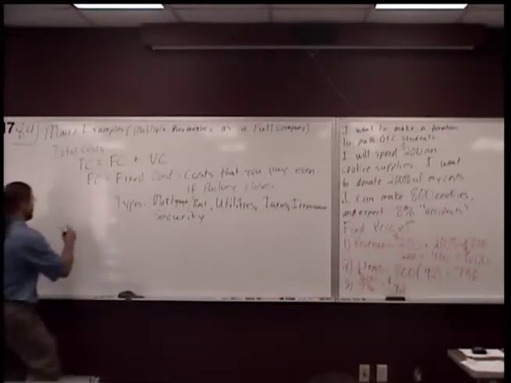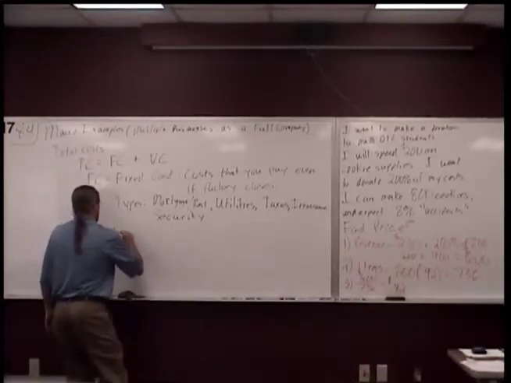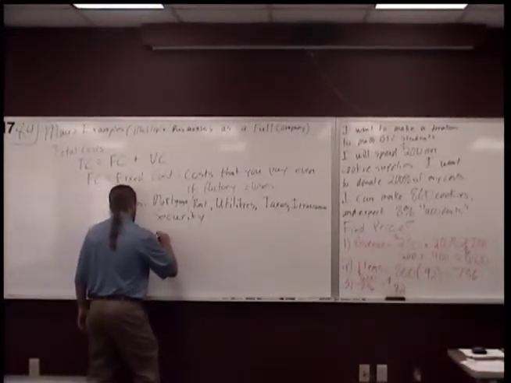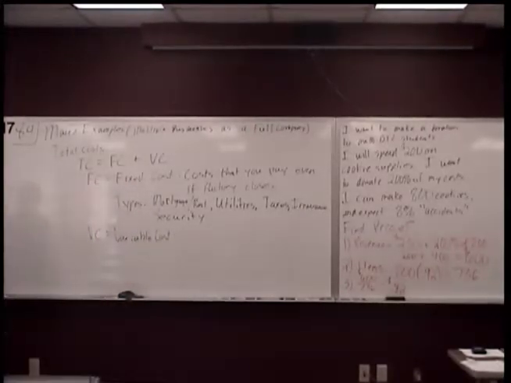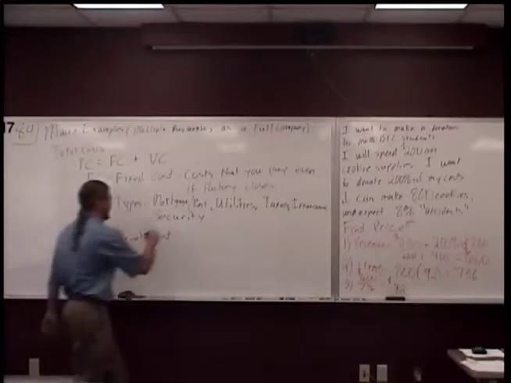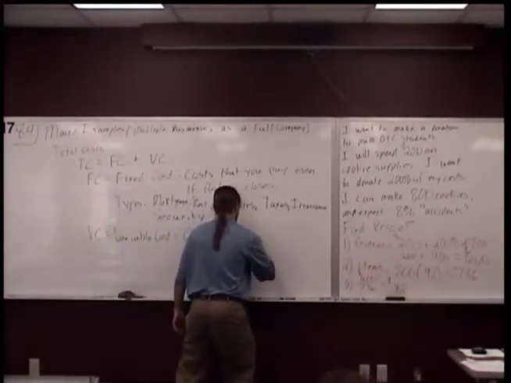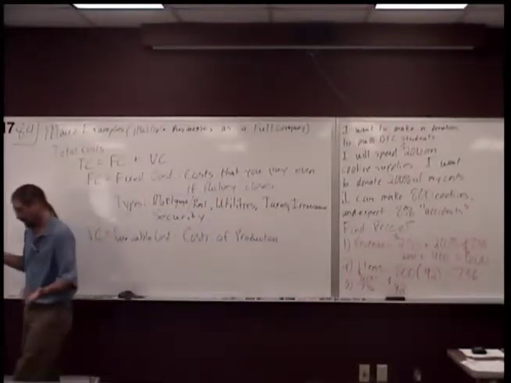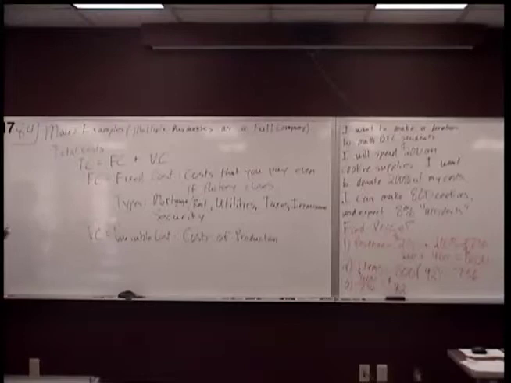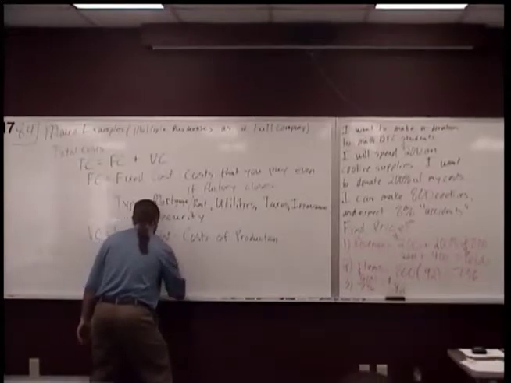Now, VC is variable cost. And this is the cost of actually doing stuff, right? These are costs of production. As you produce more, these costs also naturally go up. All right? So what types of variable costs are there?